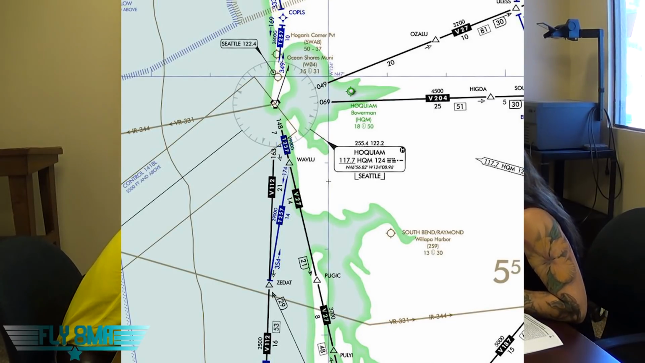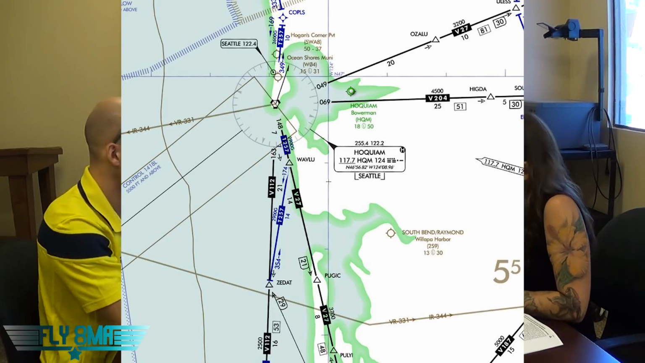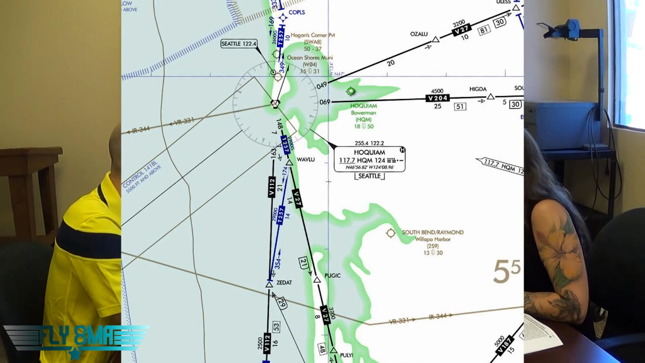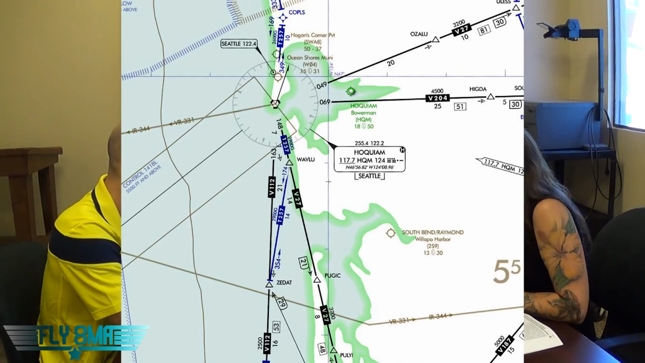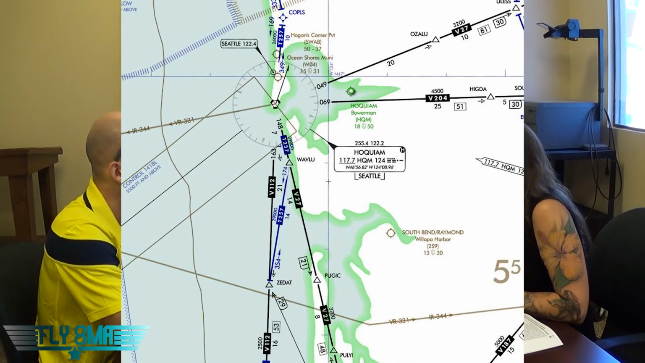Hold at Puget, 180 radial, inbound, 5 mile legs. And EFC time of 35 minutes from now. So could you do that if you had the 45-minute reserve on board?